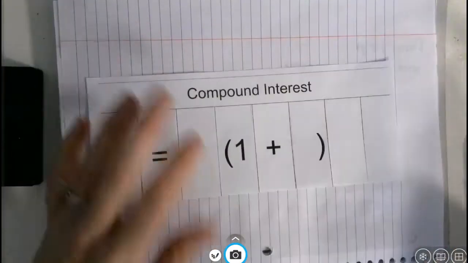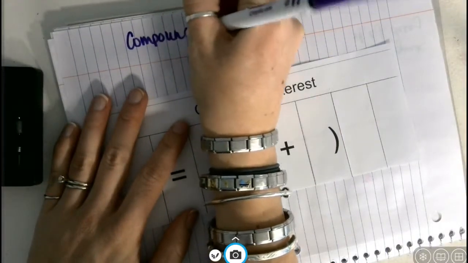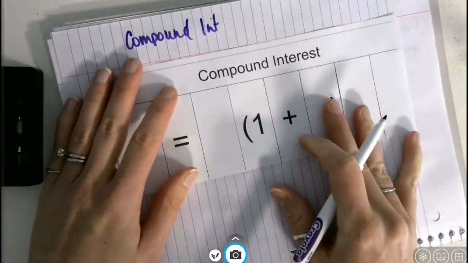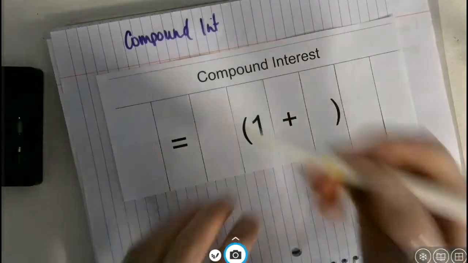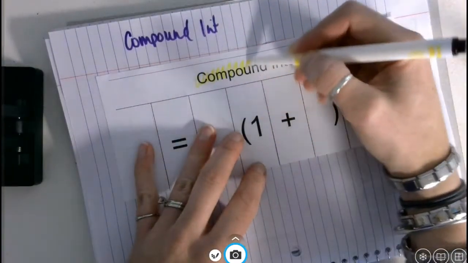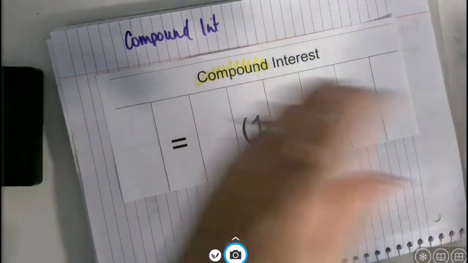So we've looked at simple interest, but now we're looking at compound interest. The biggest thing here is, I'm going to just label my page, is you have to see the word compound. Oftentimes people try and use this equation when they just see interest, but you must see the word compound. So I highlighted that to make it really important.